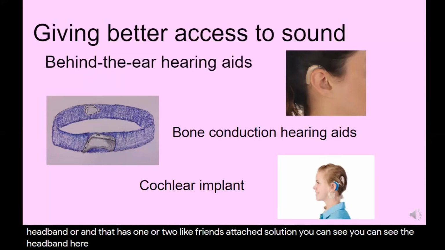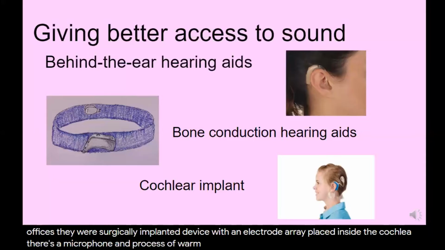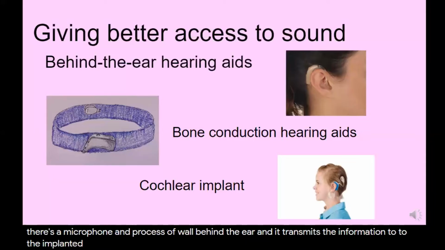Now, you may also hear about cochlear implants. Now, cochlear implants are only suitable for severe and profound hearing losses. They're a surgically implanted device with an electro array placed inside the cochlea. There's a microphone and processor worn behind the ear, and it transmits the information to the implanted device.